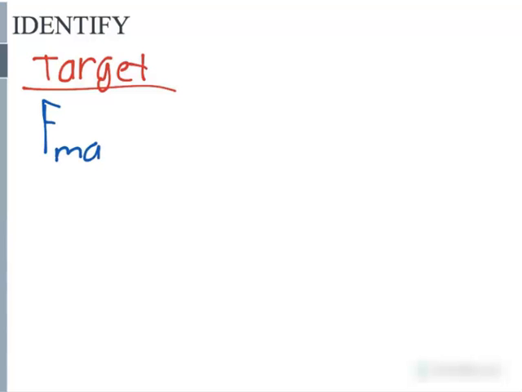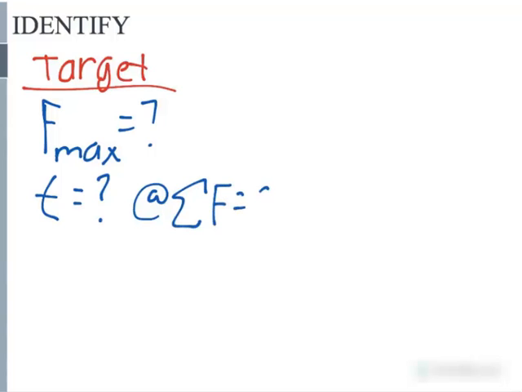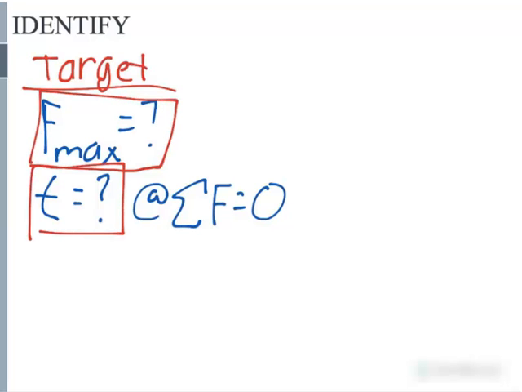So let's go ahead and set up this problem. First, let's identify any relevant concepts, given information, as well as our target variable so we know what we're trying to attack. For starters, let's note the target variables. First, we're looking for F max, and we're also looking for the time when the net force equals 0. So these are the target variables that we're going to be looking for in this problem.